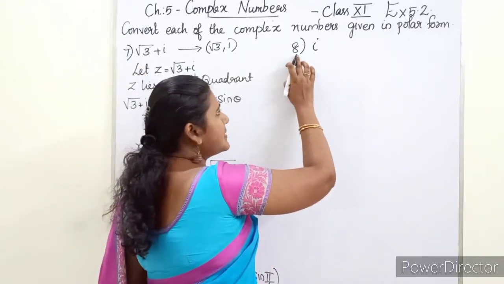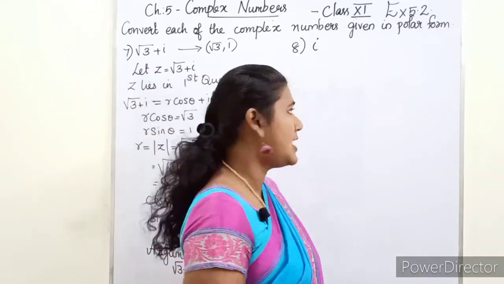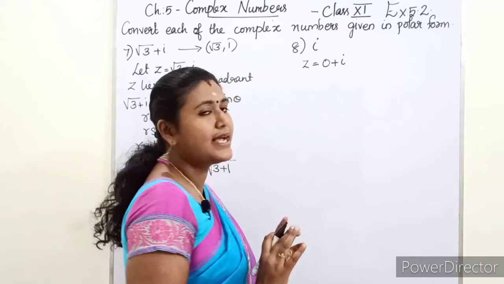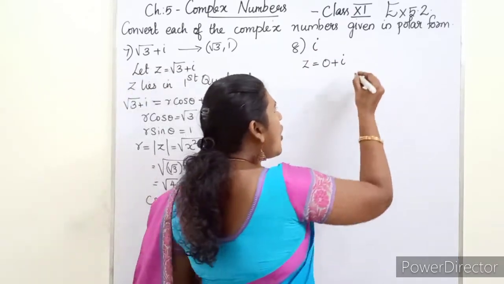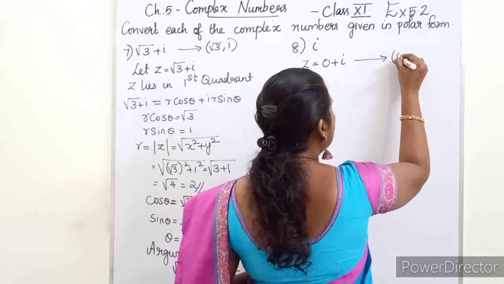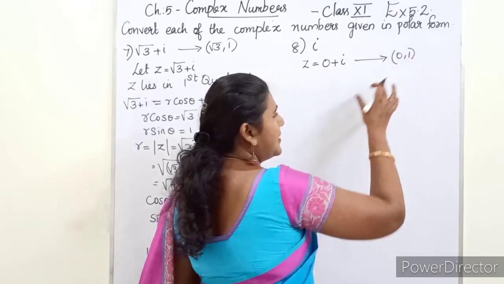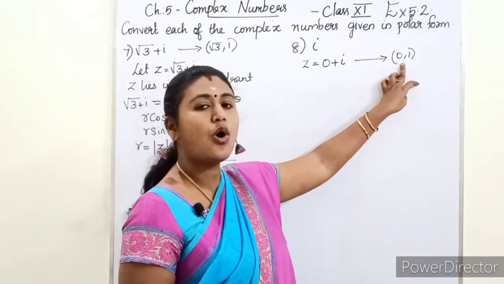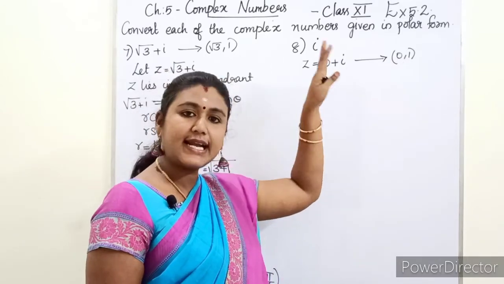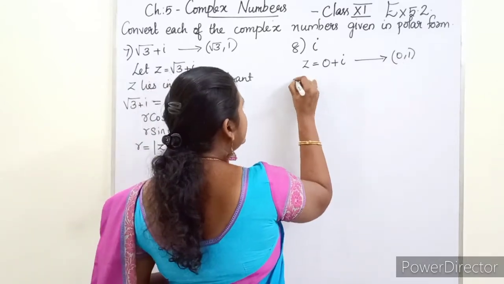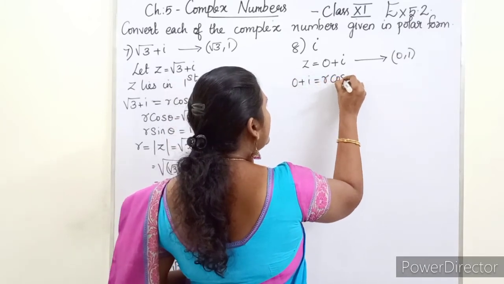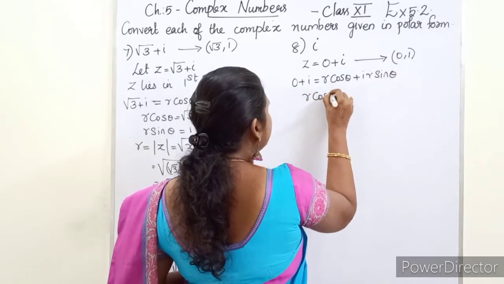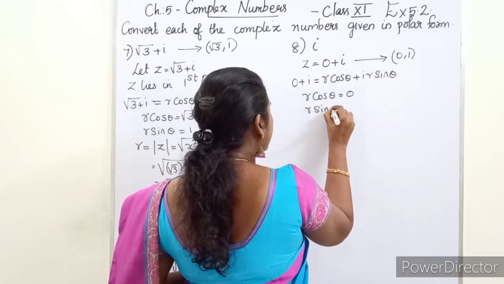Question number 8, the complex number is i. We can write this as 0 plus i, because there is no real part. What is the ordered pair corresponding to this complex number? 0, 1. From this form we can easily find out that z lies on the y axis, because the x coordinate is 0. Now we will write 0 plus i is equal to r cos theta plus i r sin theta. That is, r cos theta is equal to 0, r sin theta is equal to 1.